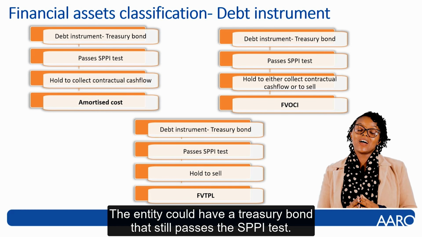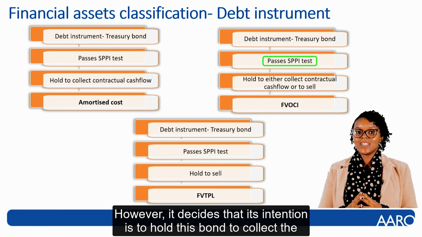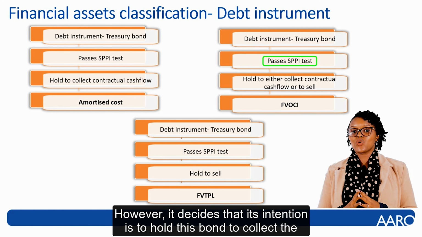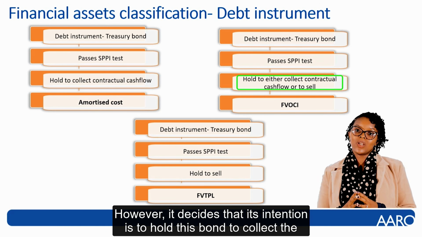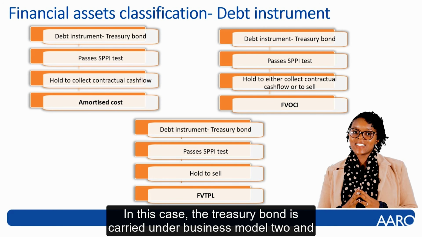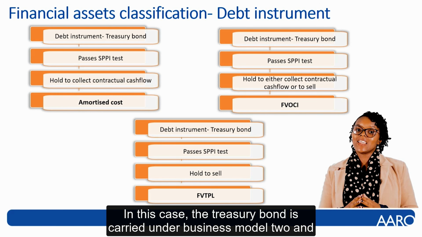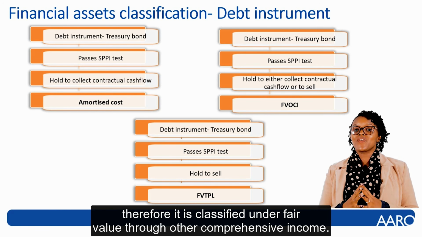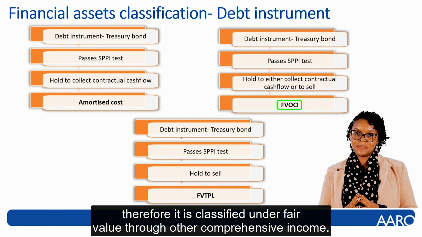The entity could have a treasury bond that still passes the SPPI test. However, it decides that its intention is to hold this bond to collect the contractual cash flows and also to sell. In this case, the treasury bond is carried under business model 2, and therefore it is classified under fair value through other comprehensive income.